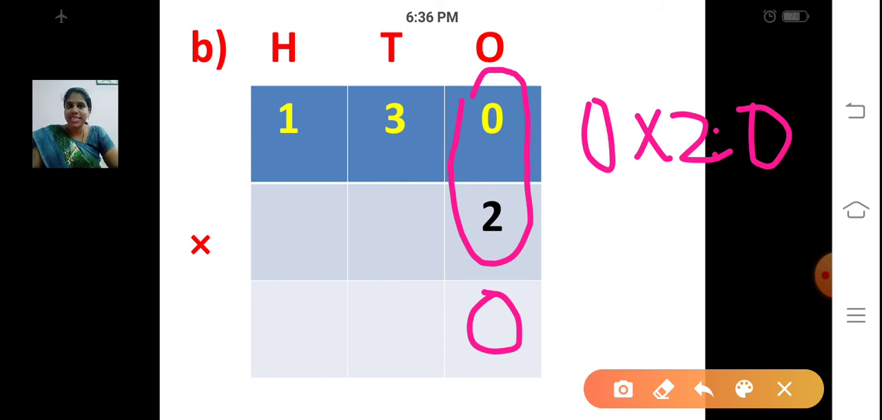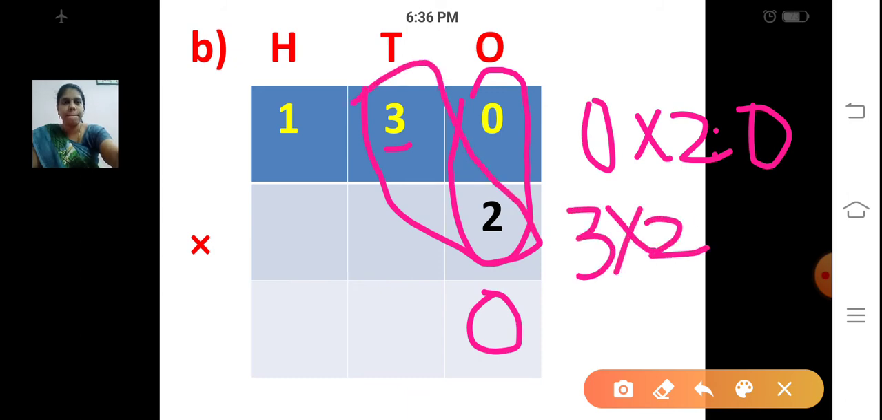Next, what is the second step? We're going to multiply the digit at the tens place by this 2. 3 into 2. 3 twos are? Think and tell me the answer. 3 tens into 2. 3 twos are 6. So where will you write? 6 tens, right? So 6. Now the third step.